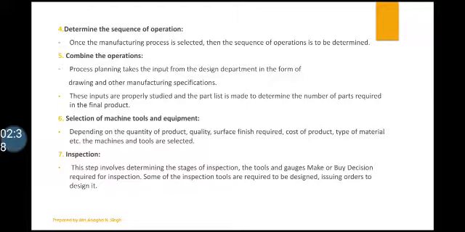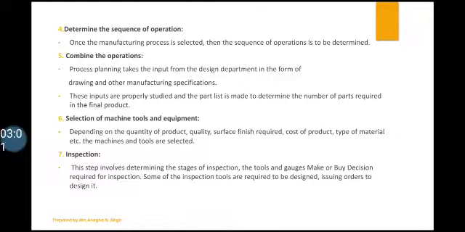Fifth, combine the operations. Process planning takes the input from the design department in the form of drawing and other manufacturing specifications. These inputs are properly studied and the part list is made to determine the number of parts required in the final product. 6. Selection of machine tools and equipments.